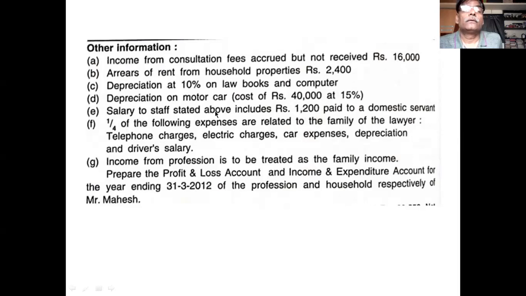Staff salary, the salary to staff above is 1,200 for domestic expense. This 1,200 you take in the personal account, that is income and expenditure account, and deduct in the P&L account. And 1/4 of the following expense you take in the personal account, that is income and expenditure, and 3/4 in the P&L account. And adjustments: income from profession is to be treated as family income, and you transfer the P&L account profit to income and expenditure account.